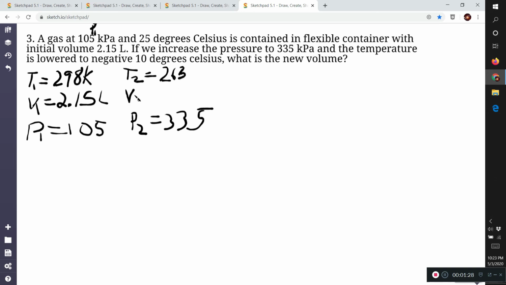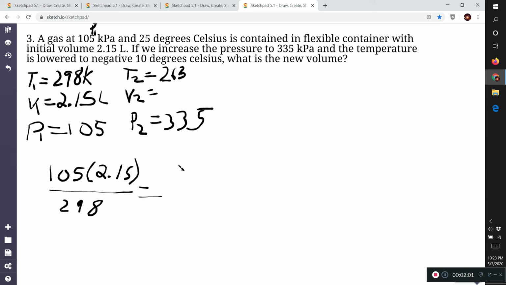And we're looking for the new volume. So it's hard to predict. Our pressure went up, our volume went down, our temperature went down. Let's see what happens. So we're going to use the full formula here. P1 times V1 over T1 equals P2 times V2. So we're going to have 335 V2 divided by the temperature there.